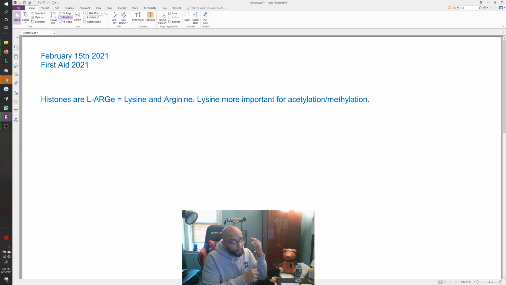So deacetylation will always lower transcription, as opposed to histone methylation, which could possibly activate transcription. All right, so that's the bulk of what's happening in this first page. Really not the most high yield thing, but this is what happens.